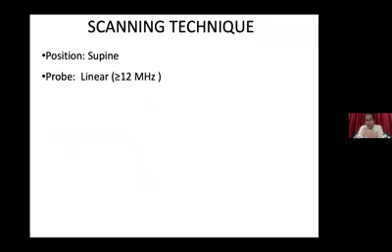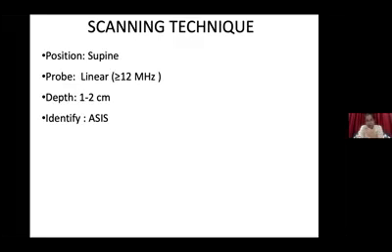Now, starting with the scanning technique, it is a notorious nerve, a small nerve, so we need to be very particular with the scanning technique. The position of the patient has to be supine. Since it is a small nerve, a higher frequency linear probe of more than 12 megahertz is required. The depth has to be adjusted to 1 to 2 centimeters, because it is a superficial nerve. I'm not saying it is a subcutaneous nerve, but it is a subfascial nerve. So it is a superficial nerve.